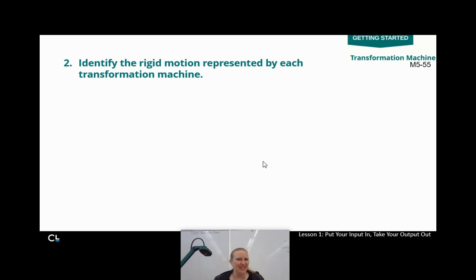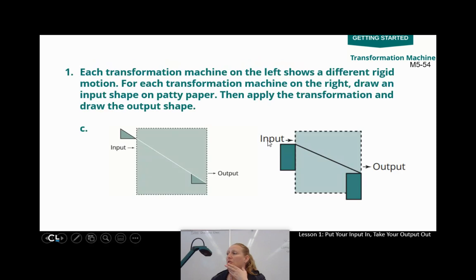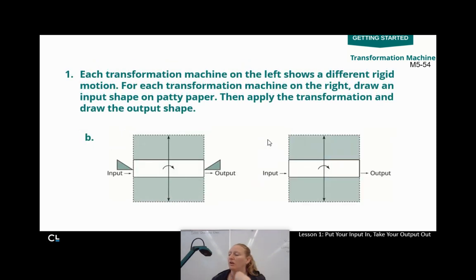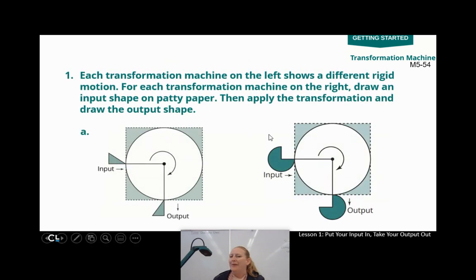Can you identify the rigid motion represented by each transformation machine? For A, B, and C, what are the official names of these rigid motions that we just created? Hit pause, write them down, hit play to check your work. I'm going to come back and look at them just because it's easier for me. You guys have them on the page next door.